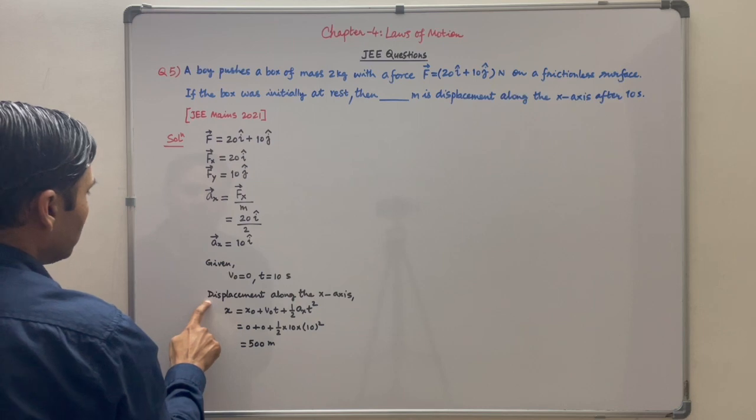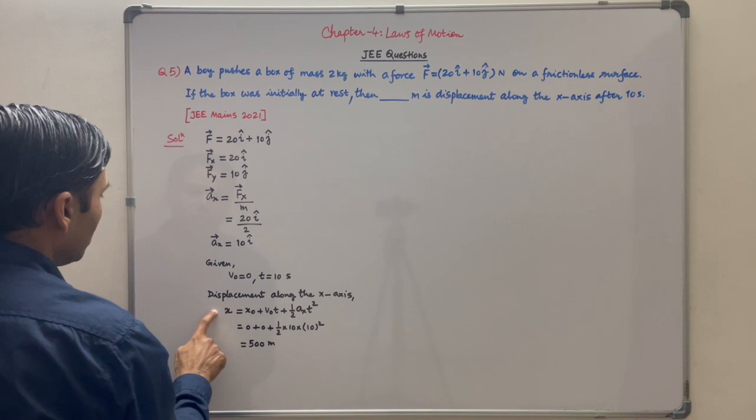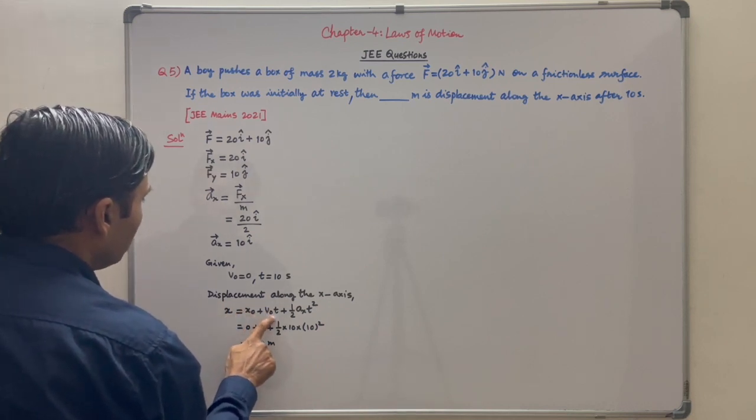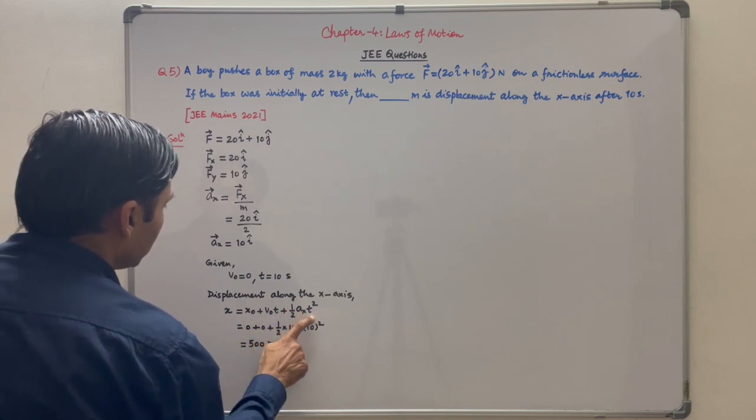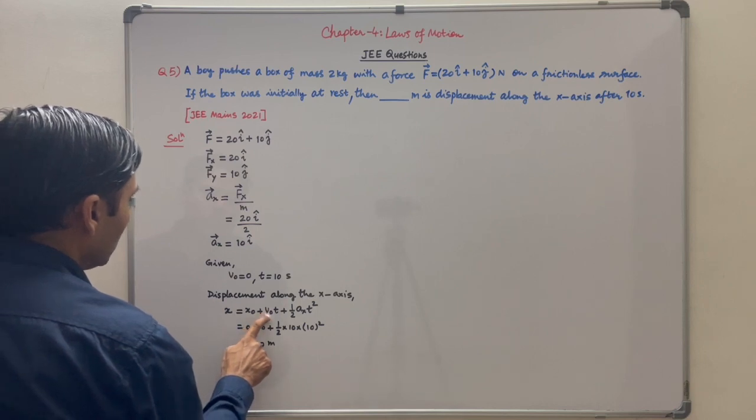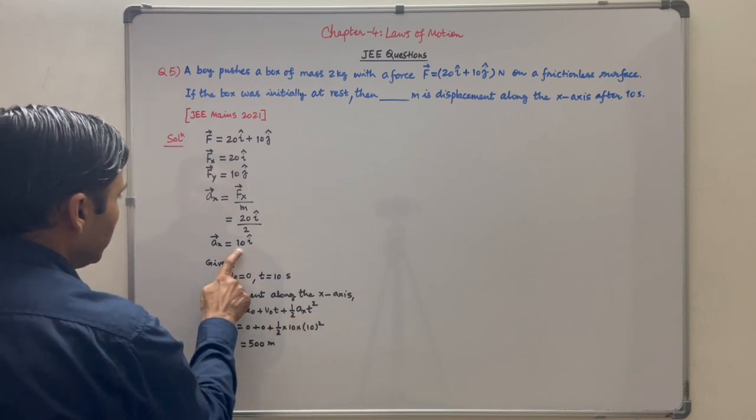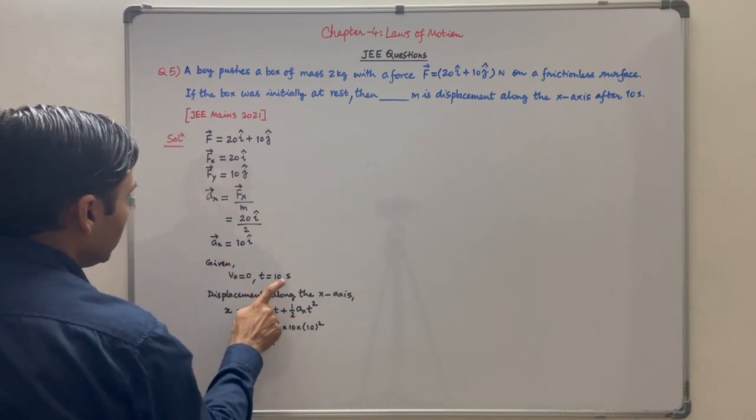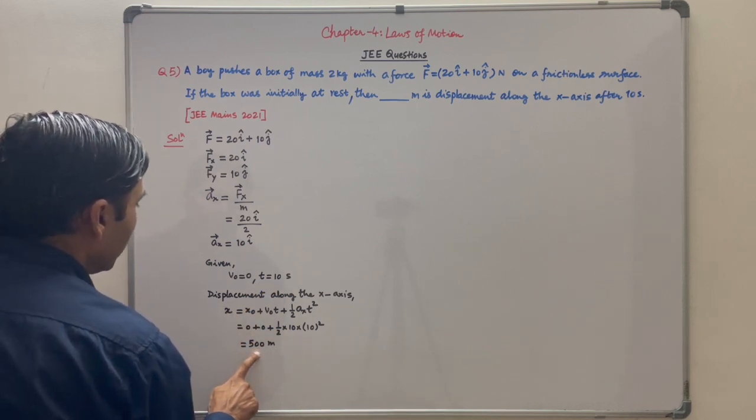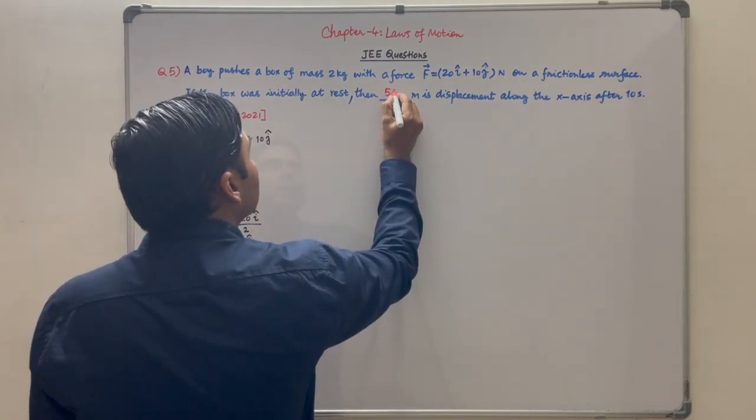We can calculate displacement of the box along the x-axis by applying second equation of motion in a straight line. x is equal to x0 plus v0t plus 1 by 2 ax into t square. Initial displacement was 0. Initial velocity is 0 as the box was at rest. ax is equal to 10 meter per second square. t is given as 10 seconds. So x comes out to be equal to 500 meter, and that is the answer. So we will fill 500 here.